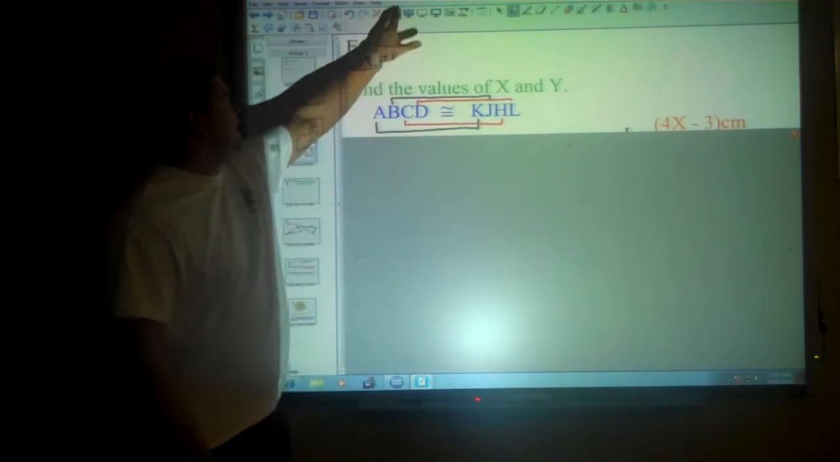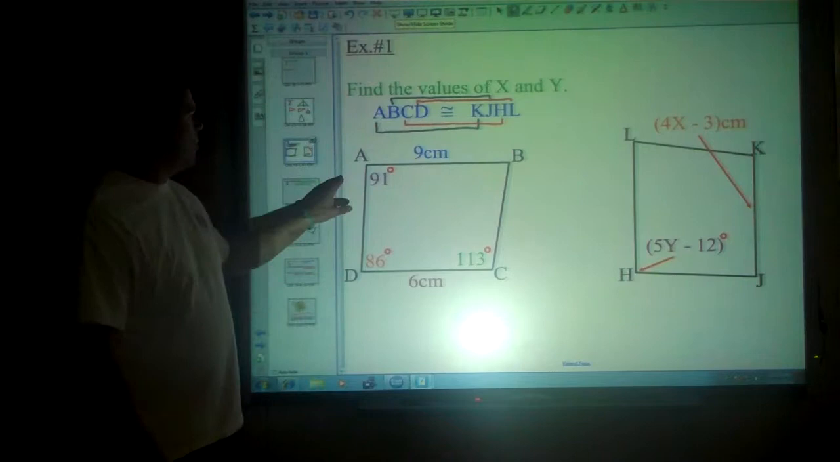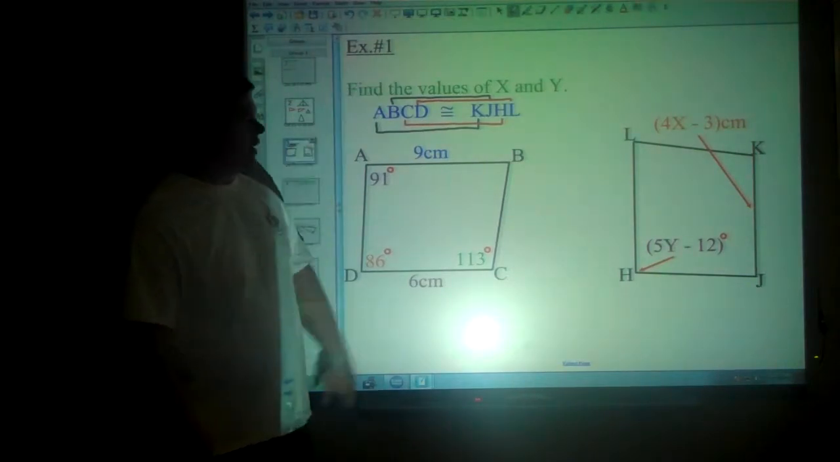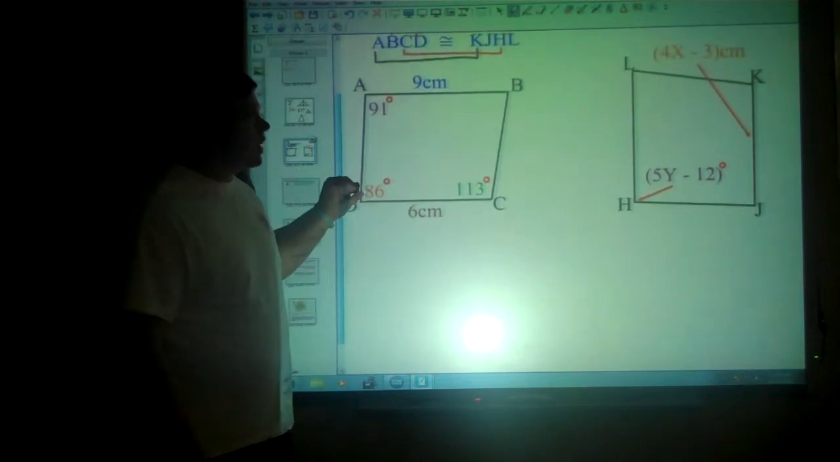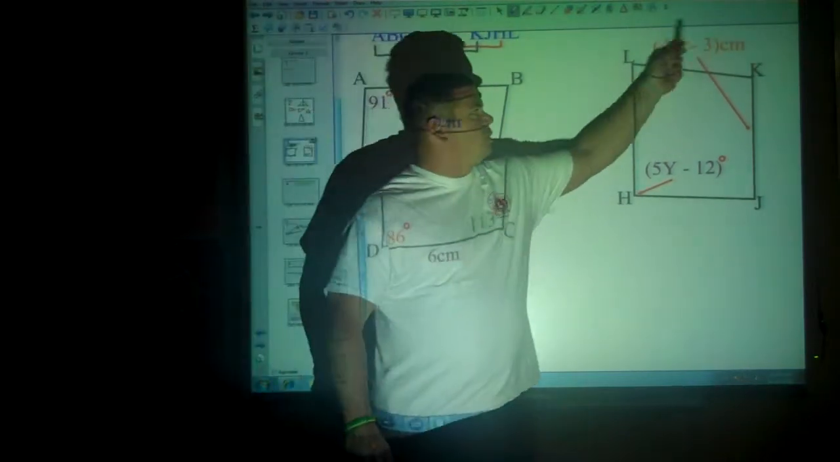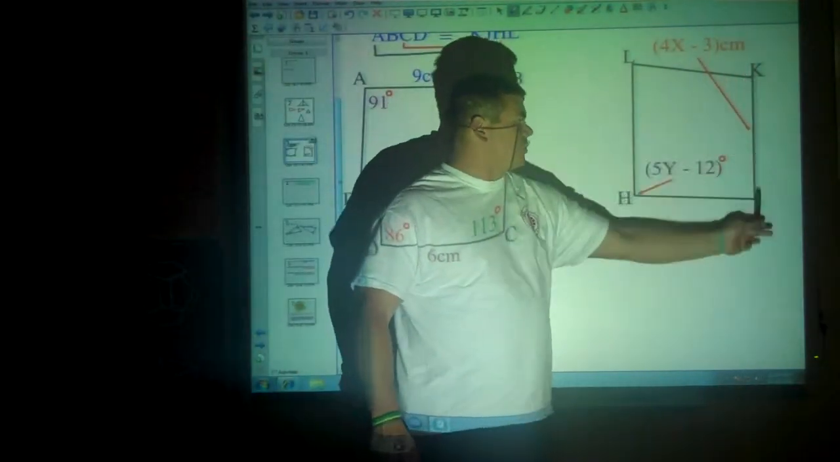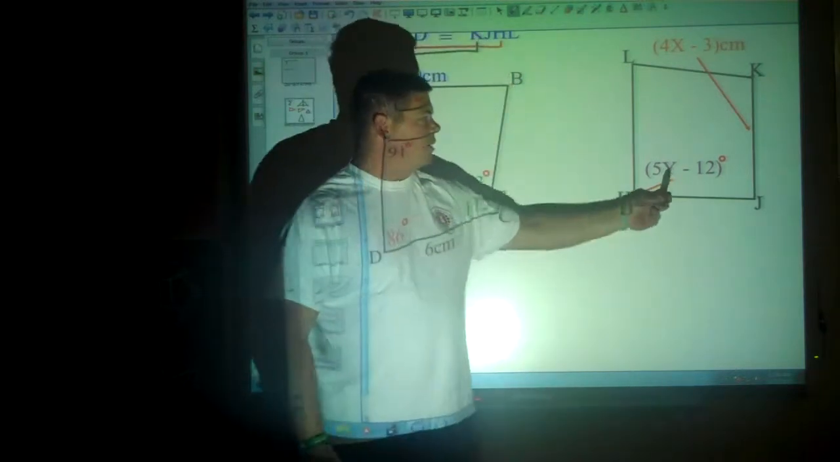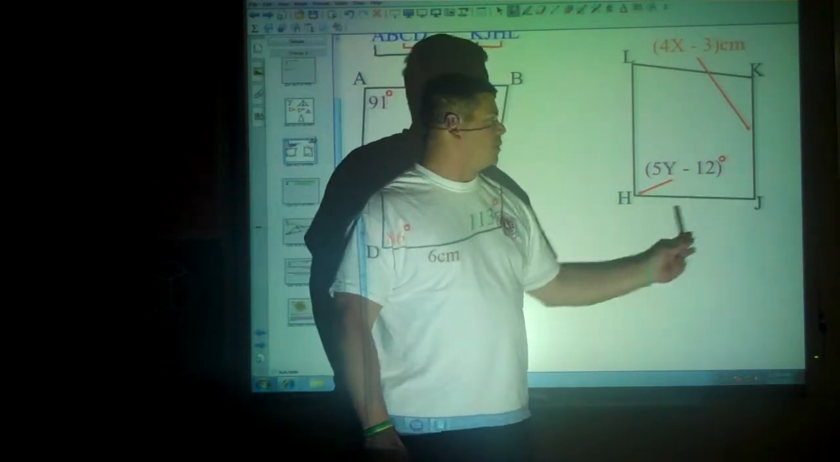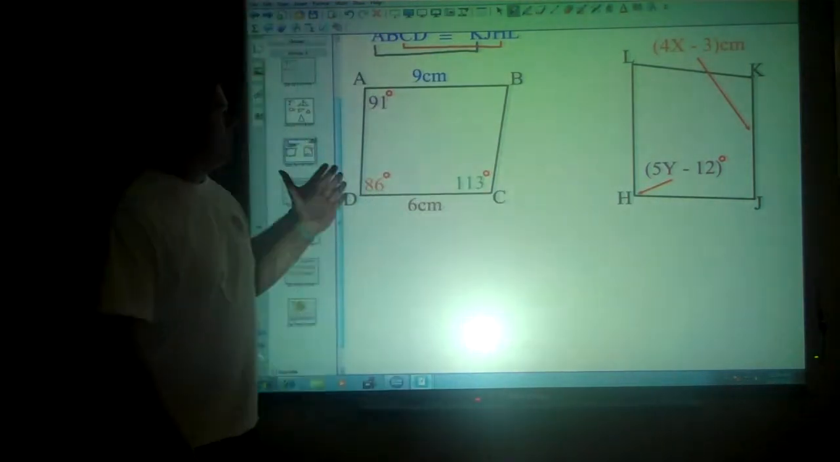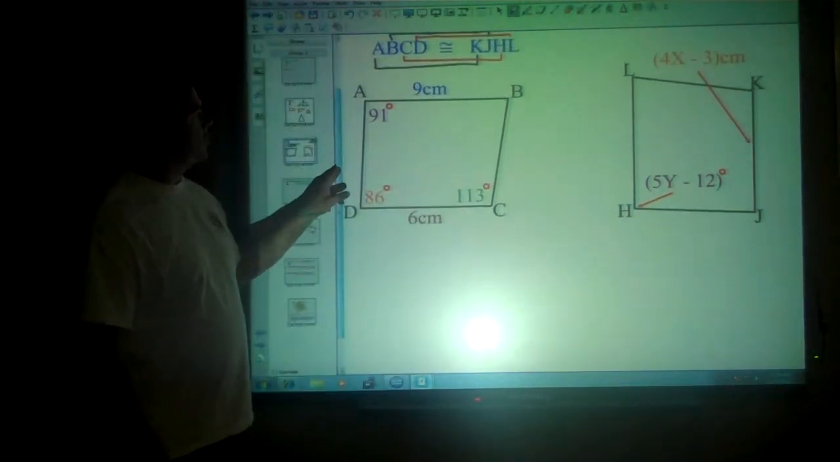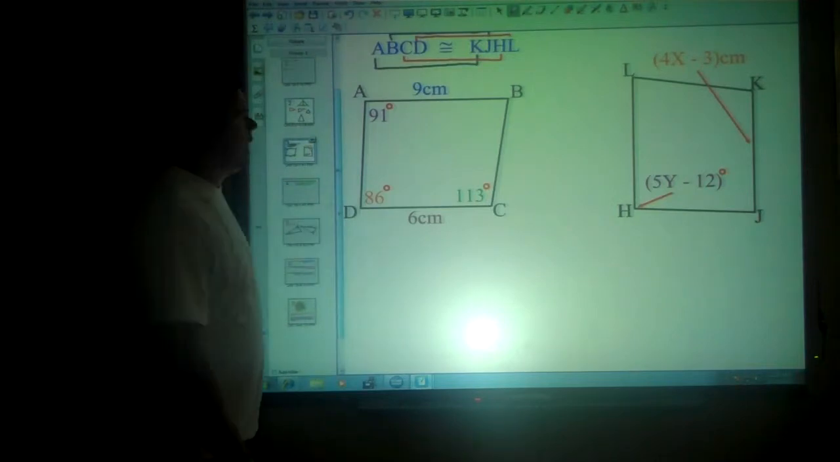So with that being said, given these two shapes, we want to try to figure out the value of x and y. Now x and y are over here on the right, and you'll notice that the x value is representing centimeters, which is a measurement of a side, and the y value is inside the parentheses with the degree symbol, which means it's talking about the angles. Now we have over here some more given information. If you had this congruency statement, you can actually learn a lot.